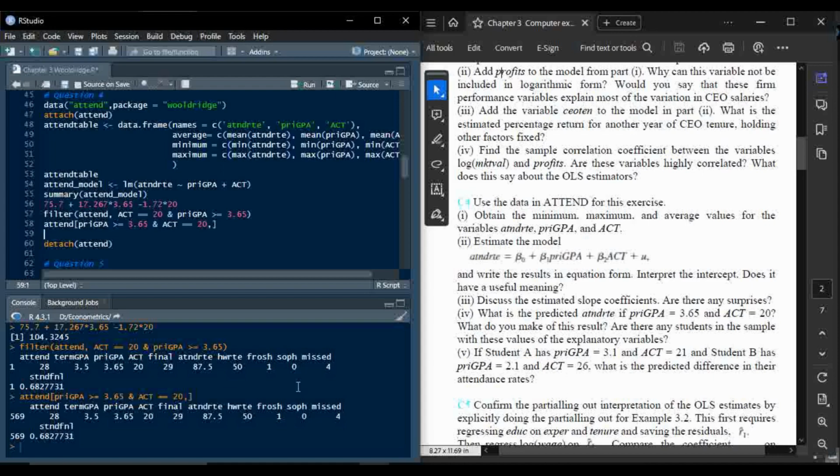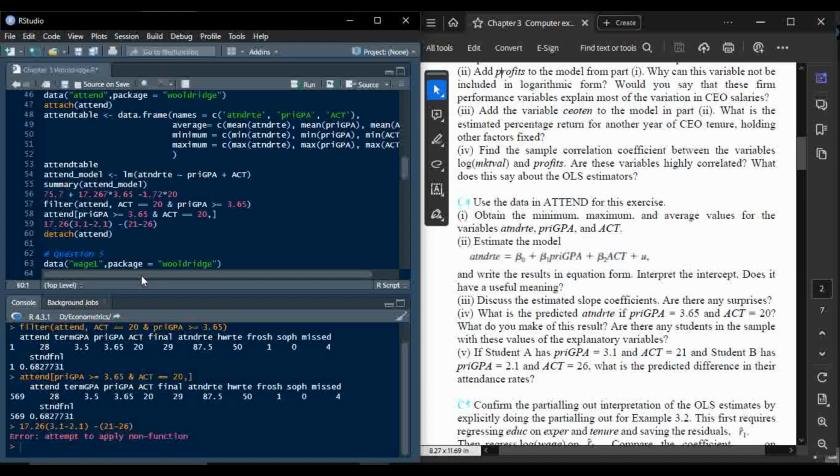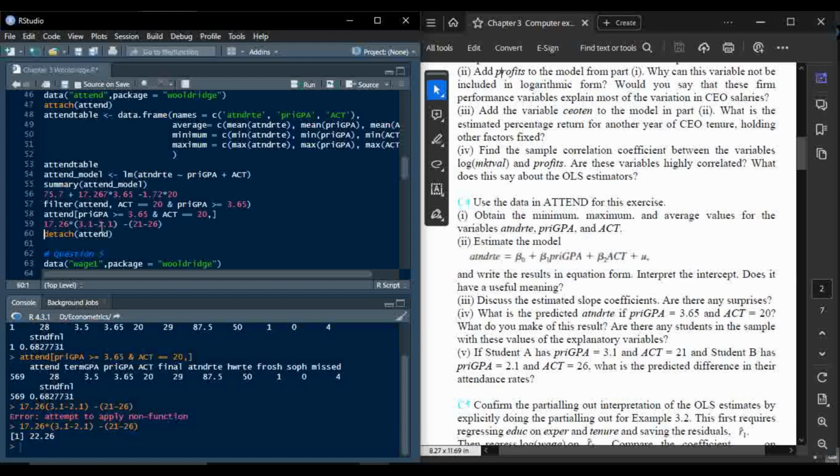So now the coefficient on prior GPA was 17.26. In the bracket, the difference should be 3.1 minus 2.1, and then type minus 21 minus 26. Press Ctrl plus Enter. This will be like this, 22.26.